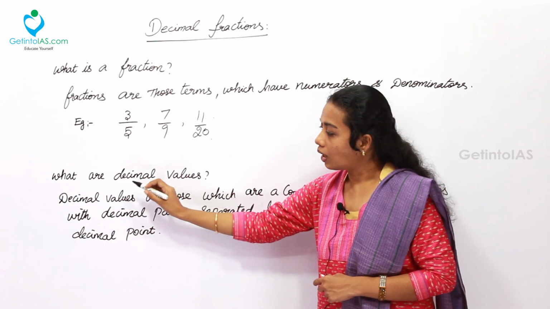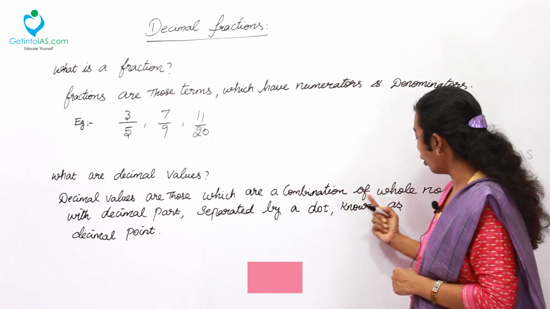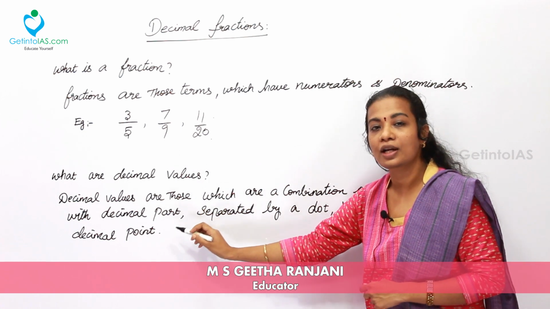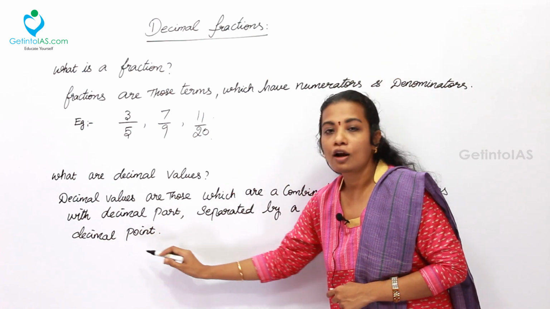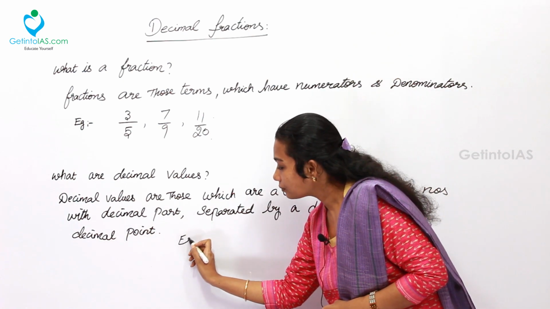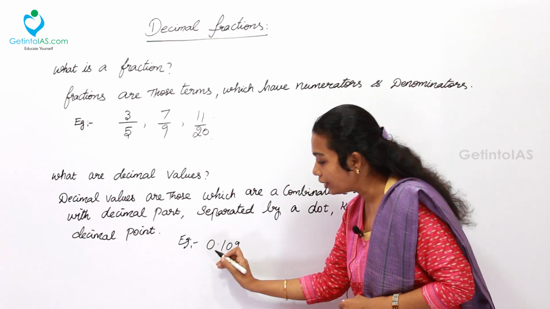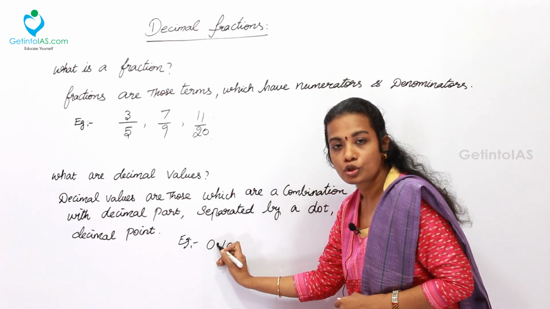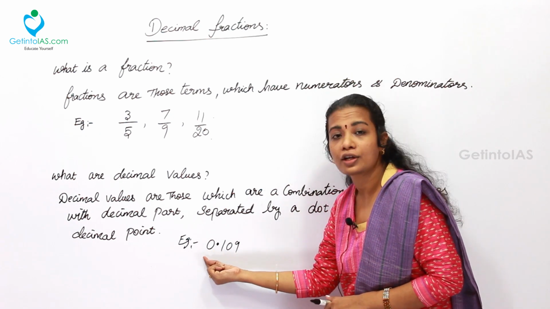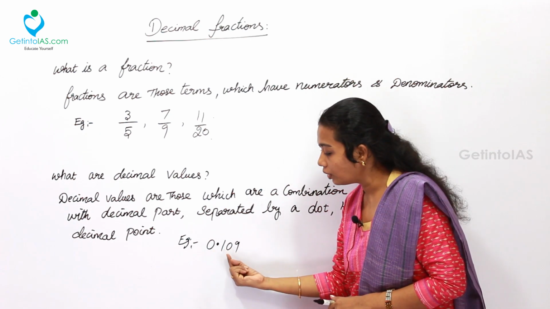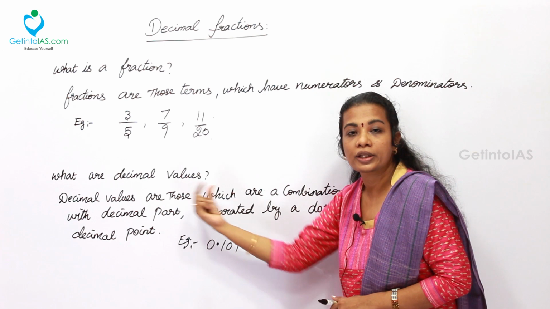Then the next one: what are decimal values? Decimal values are those which are a combination of whole numbers with decimal points, separated by a dot. The dot is known as the decimal point. Say, for example, 0.109, which is a decimal number. Here the dot is the decimal point, which combines the whole number. Here the whole number is not given, so 0 is taken. 0 is the whole number and 109 is the decimal part. Combining these two together, it is called a decimal value.